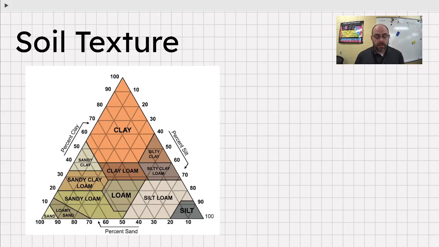Clay soils, low permeability, high nutrient retention, poor drainage. Some plants are able to grow in clay really well, but some plants aren't able to grow in clay because of just location, right? And then loam. Loam is just a mix of these things. You can kind of see that there in the middle of them. It's a balanced mix of sand, clay, and silt.